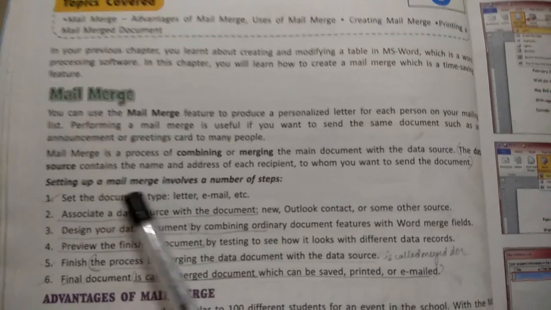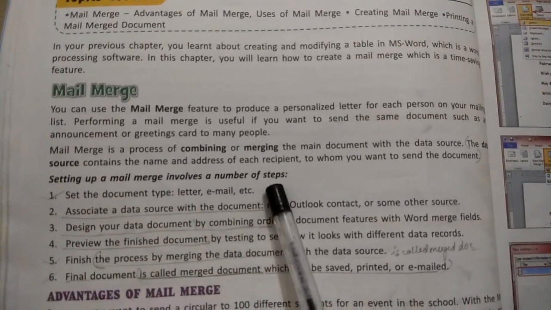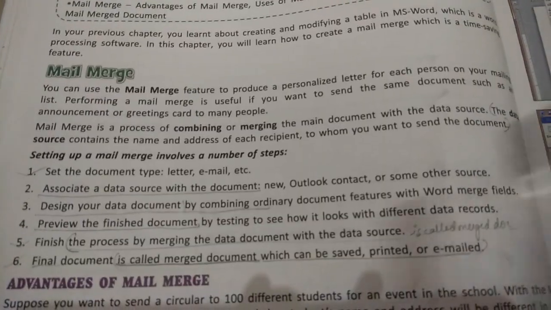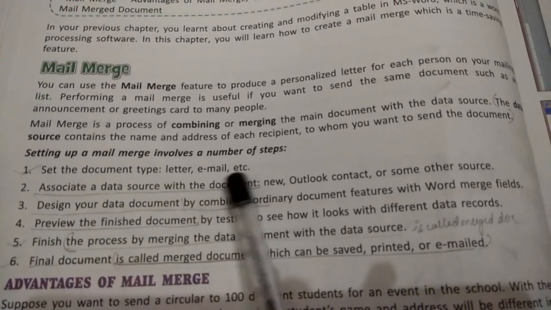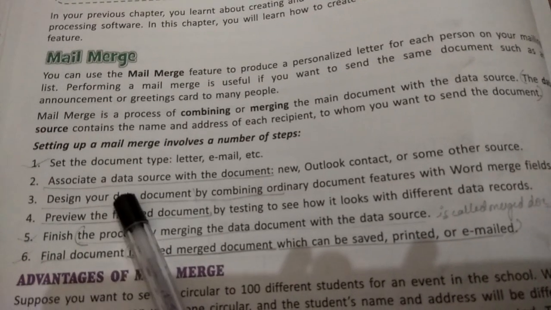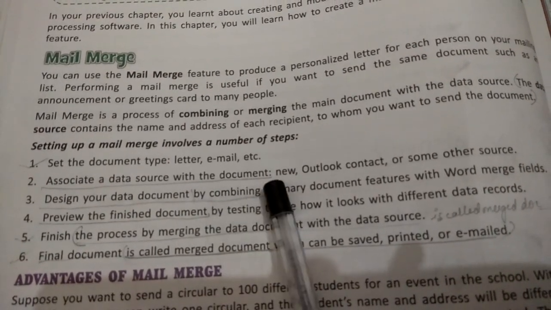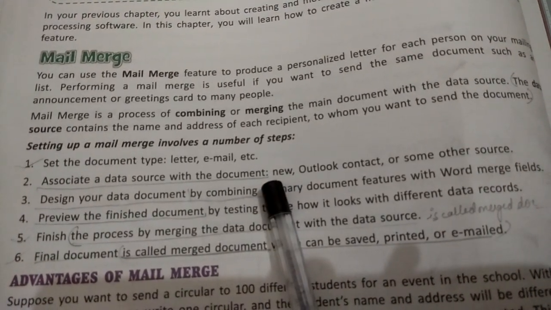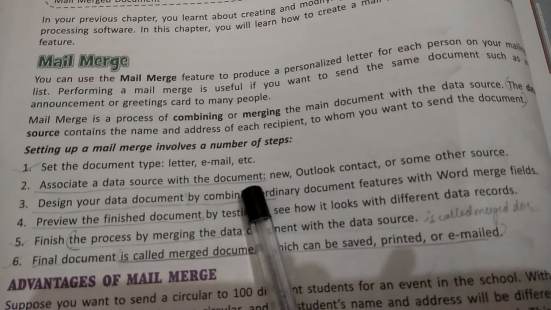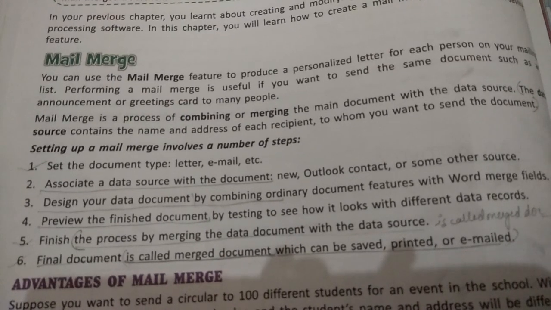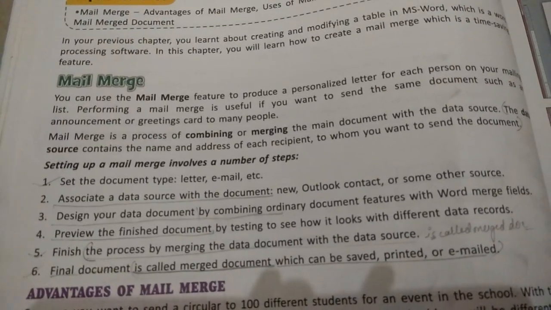Now here are some steps. Setting up a mail merge involves a number of steps. Number one is set a document type. That means it's a letter or email. Second, associate a data source with the document. That is an Outlook contact or some other source.